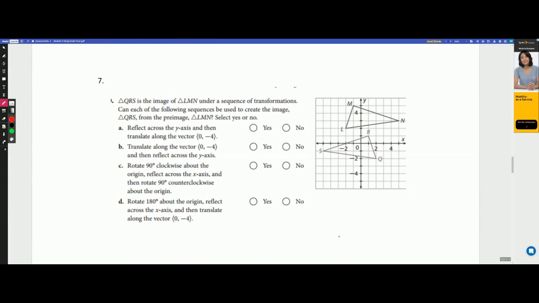All right, number 7. Basically we're trying to figure out whether or not all these sequences would work. So you have your original figure here, LMN, and we're trying to figure out if these certain sequences would map it onto QRS. So let's try it. If we were to reflect LMN across the y-axis, he would turn into this. Boom, boom. N is 5, so it's right here at -3, -4, -5, right there. Bam. So there would be our reflection.